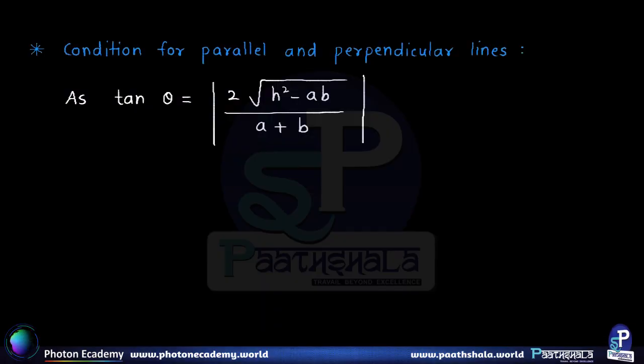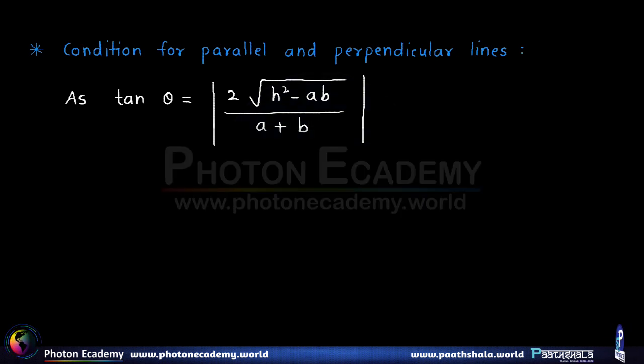Now based on the formula for angle between the two lines, we can develop the condition for parallel and perpendicular lines. So that means how do we detect whether the given pair of lines involves two parallel lines or two perpendicular lines, right? Now we know the formula for angle between them, that is tan theta given as mod of 2 root h square minus ab whole upon a plus b.